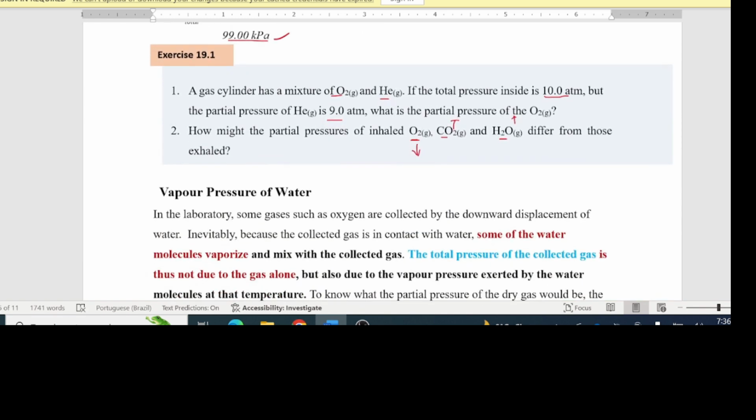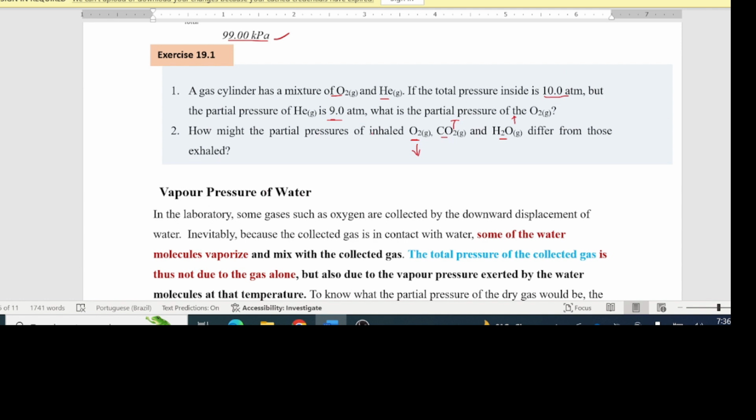Next question, maybe you can watch this one again. A gas cylinder has a mixture of oxygen and helium. If the total pressure is 10 atmospheres, but the partial pressure of helium is 9, what is the partial pressure of oxygen? Of course, oxygen and helium make up 10, helium is 9, so oxygen must be 1.